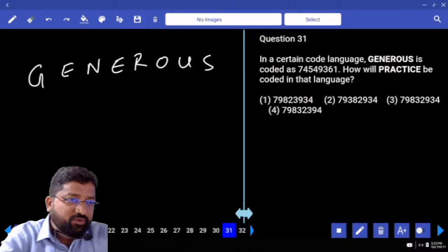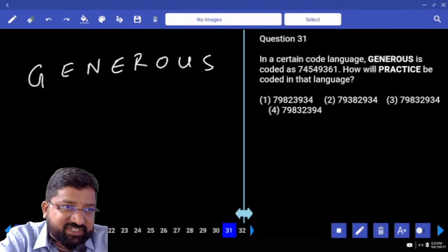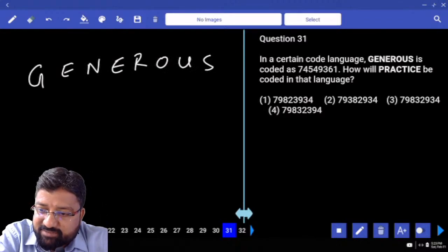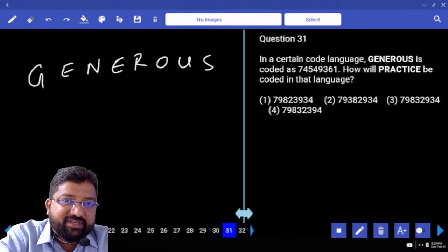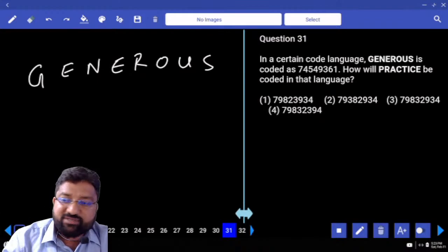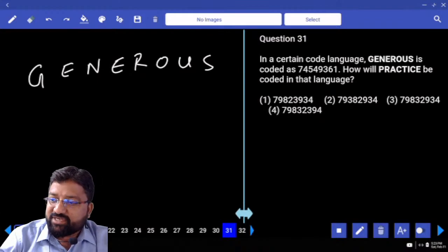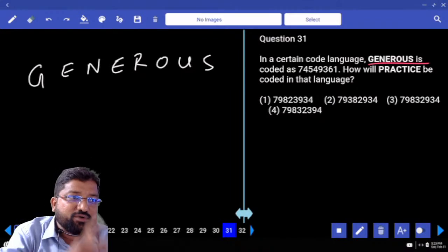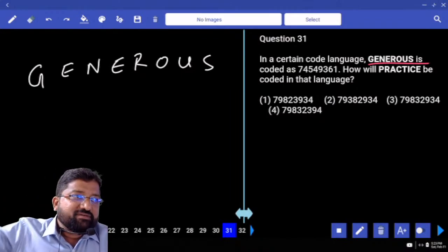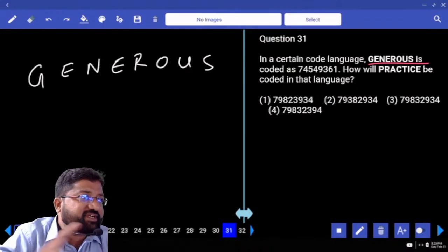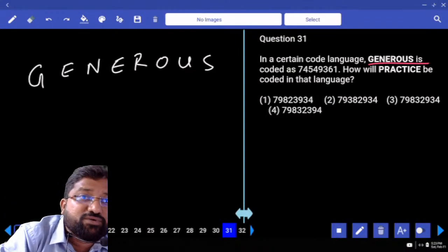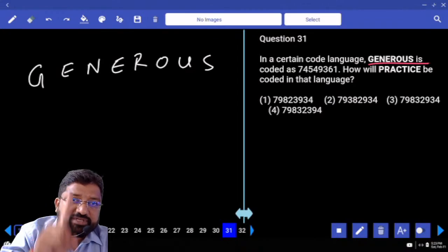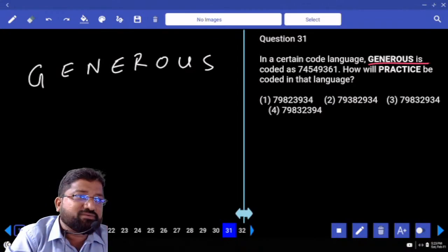I'll tell you one thing, listen. We have seen many questions of this type, coding and decoding, where you have some numbers. Every time you come across this type of question, he will not give only one word, he'll give two words, first word and its code, second word and its code. He used to give us two sets of words and codes. But now he's giving us only one word and one code.